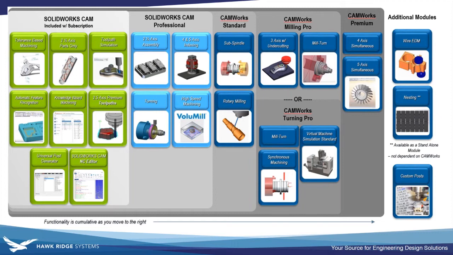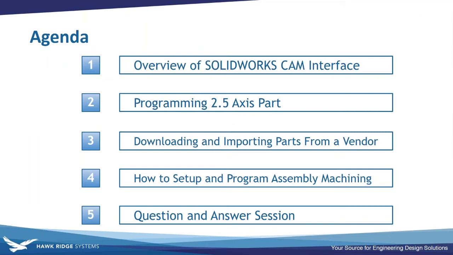The agenda for today: we're going to do an overview of the SolidWorks CAM interface and show you how well integrated it is in the SolidWorks space, and then program a 2.5 axis part. Since we're working in SolidWorks, I'll show you that you can download and import parts from vendors and use those in your assemblies. Then we'll set that part up in assembly machining, and then open it up for questions and answers.